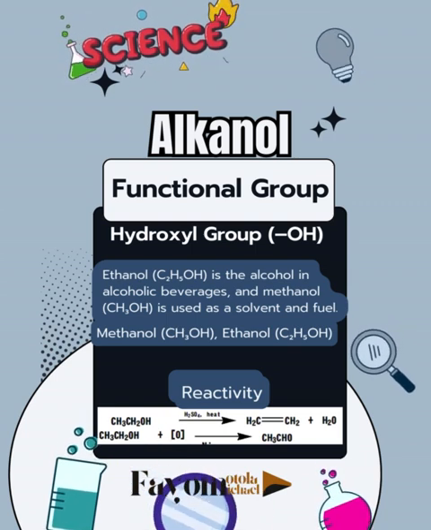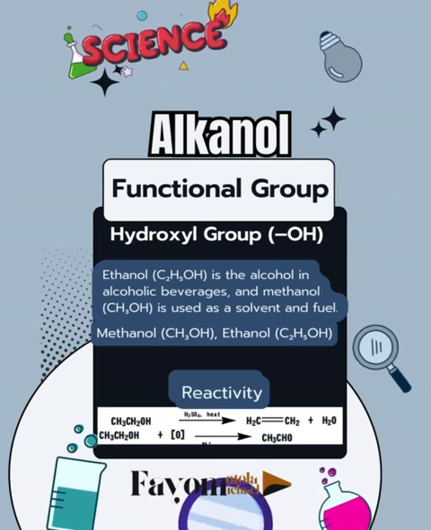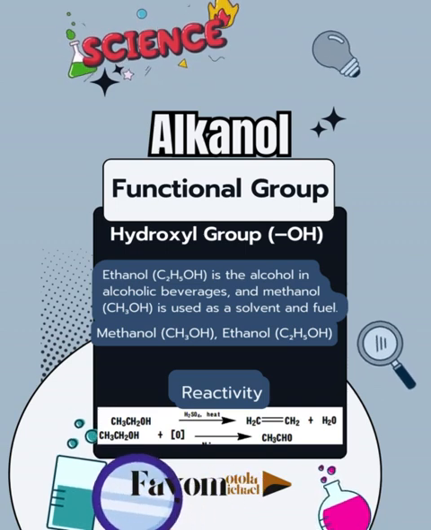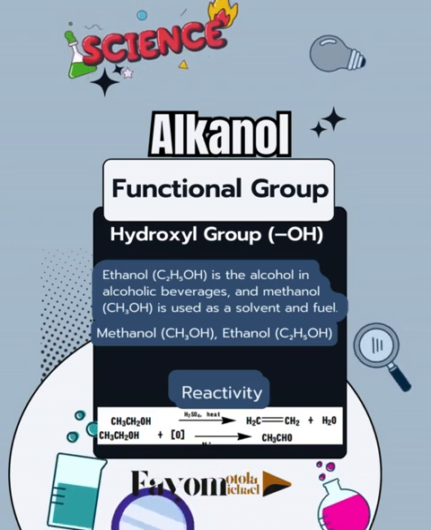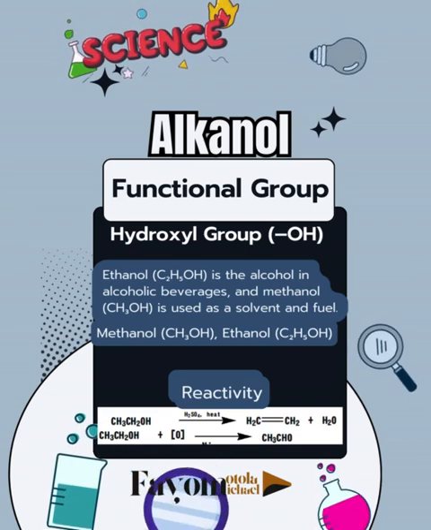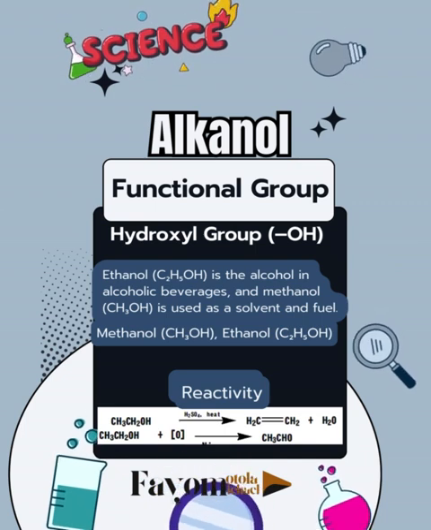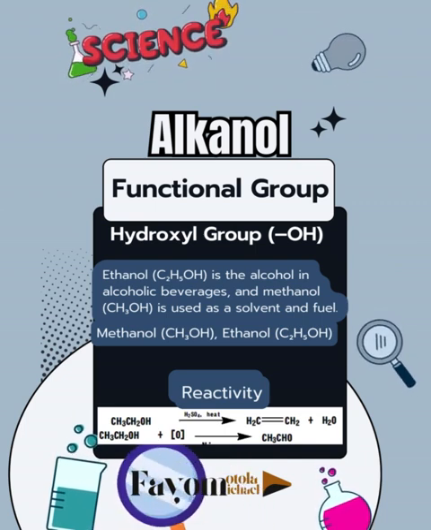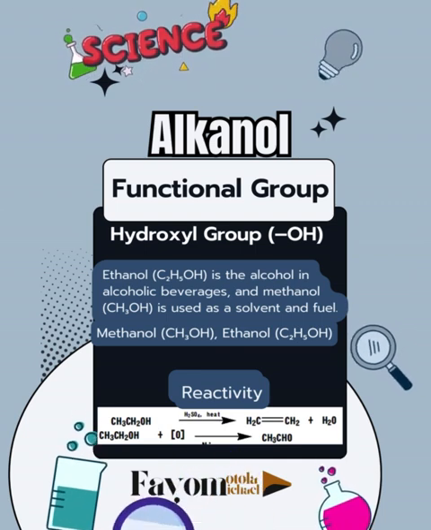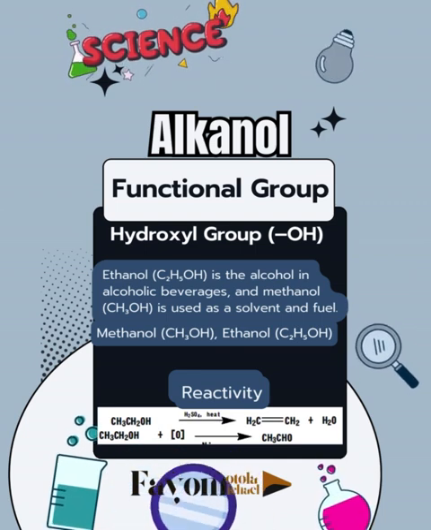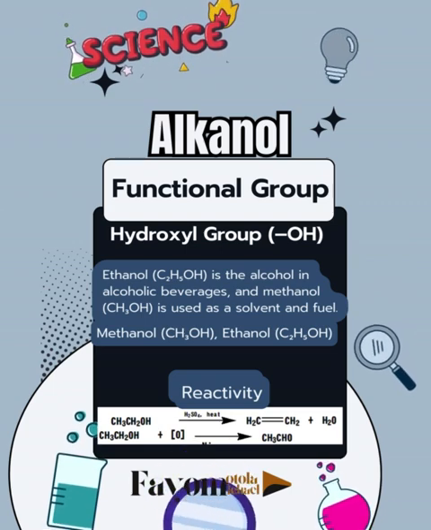Alkanol, that's alcohol, for example ethanol, also plays an essential role in biological processes. Alkanols like glycerol are used in the making of soap. Alkanol undergoes a dehydration reaction to give alkene in the presence of acid. It also undergoes oxidation. That means alkanol can be oxidized to form aldehyde, ketone, or carboxylic acid.